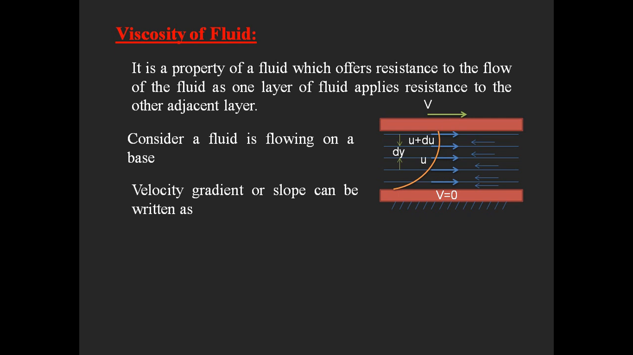So the gradient can be written as the change of velocity with respect to the displacement or distance, because the variation is taking place with respect to the distance. When you are going downward, that is the distance we can consider. That can be written as the rate of change with respect to the distance between the two layers, which is the velocity gradient or slope of the velocity curve.